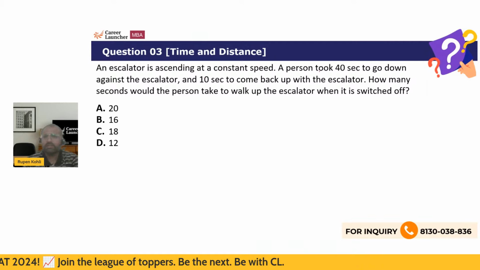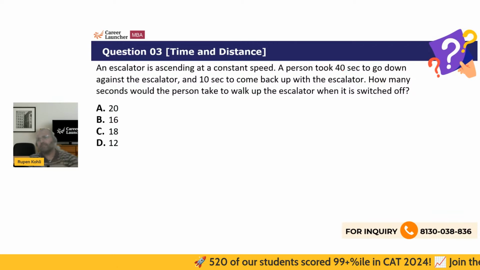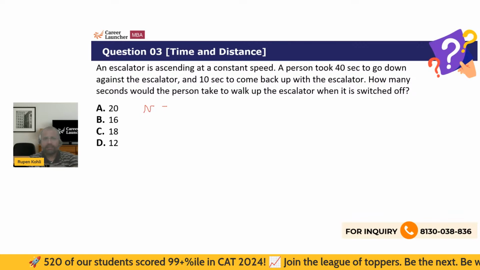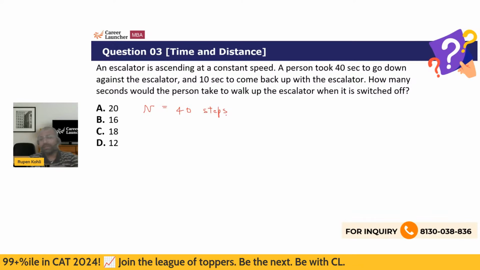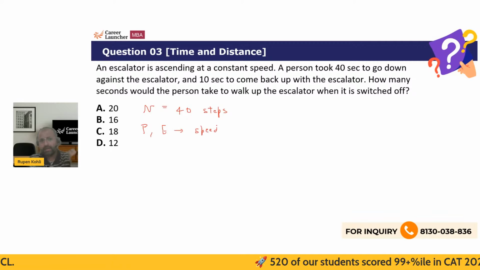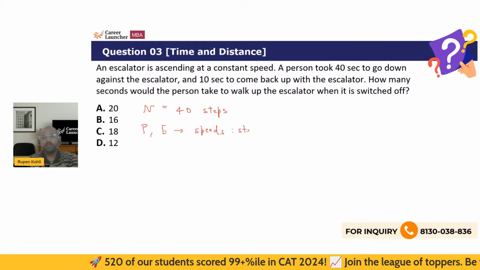So let's do this. There's a person, there's an escalator, and in an escalator question, typically you have to assume the number of steps on the escalator. Take that as the LCM of all the time periods, 40 and 10. So take the number of steps n as 40 for the escalator. Now take two variables, P and E, which denote the speeds of the person and the escalator respectively in terms of steps per second.